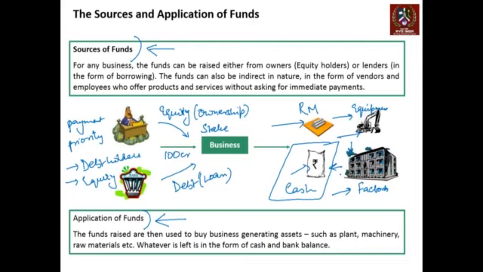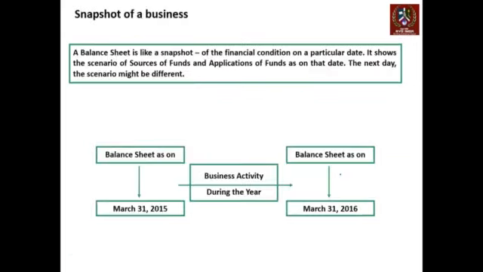Now let's get one step deeper and try and understand what these individual segments are. We've already seen that the balance sheet is like a snapshot of the financial condition on a particular date. It's at a point of time. It is not a periodic statement, right? It shows the scenario of sources and applications of funds as on that date. The very next day, the scenario could change, right?